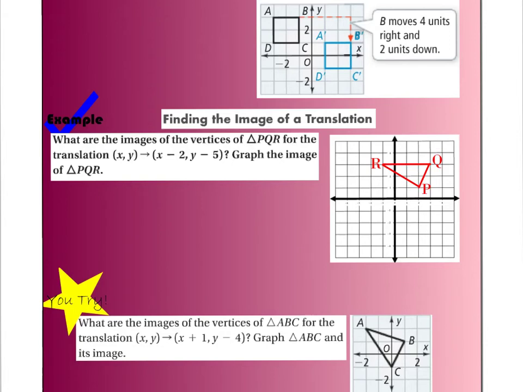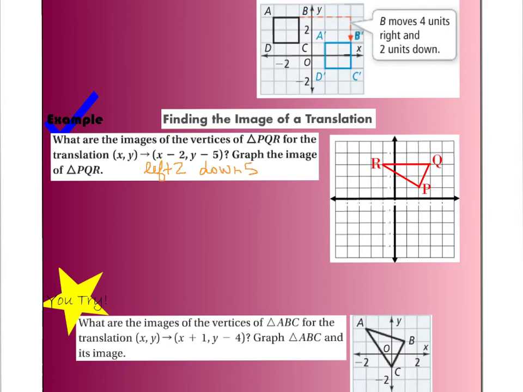Okay, so let's look at our first example. What are the images of vertices P, Q, and R for the translation? Here's your rule. Your X and your Y values are being shifted. My X is losing 2, and my Y is losing 5, which really, if your X is being made smaller or you're taking away from it, that means you're going left 2. And if your Y is being subtracted from, that means you're going down 5. So my rule is left 2, down 5.